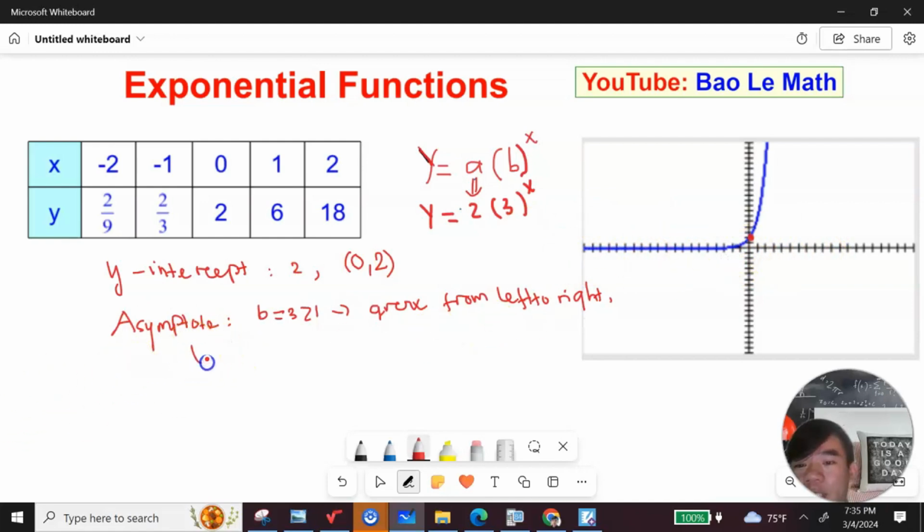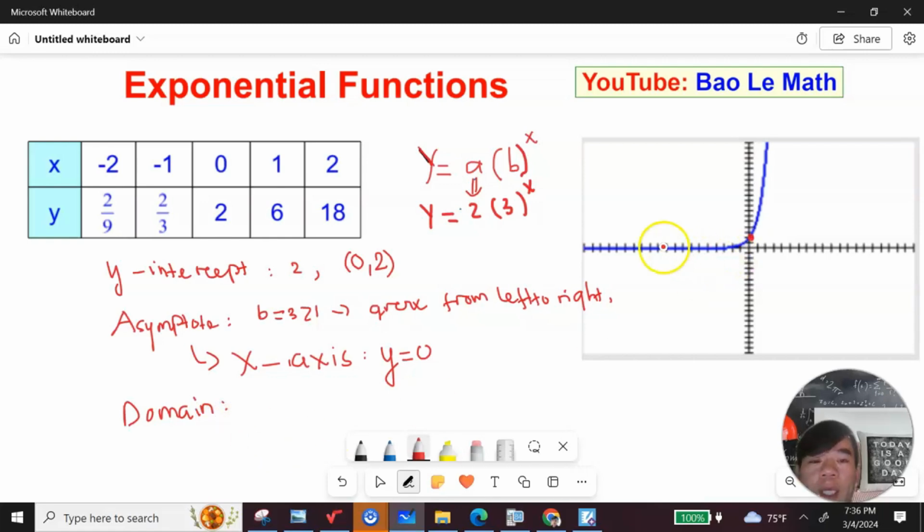So the asymptote is the s-axis, y equals 0, okay? Y equals 0. So you just say s-axis or y equals 0, they're both the same, okay?